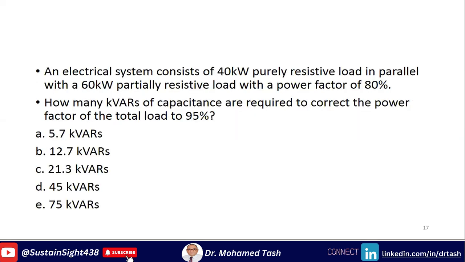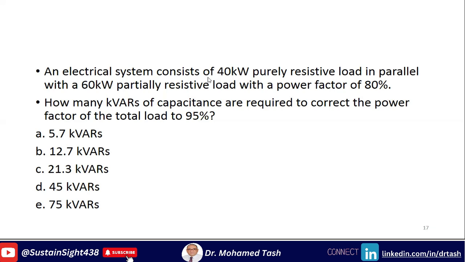And now we will discuss the third and last example of today's lecture. An electrical system consists of a 40 kilowatt purely resistive load in parallel with a 60 kilowatt partially resistive load with a power factor of 80%. And here the question is, how many kVARs of capacitance are required to correct the power factor of the total load up to 95%: A, B, C, D, or E?